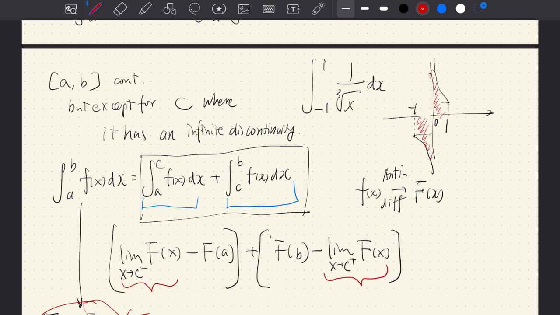And this may sound a little bit abstract, so we can evaluate some of the examples in example 7.12, and see what the pitfalls are when you ignore infinite discontinuities within the range of integration.